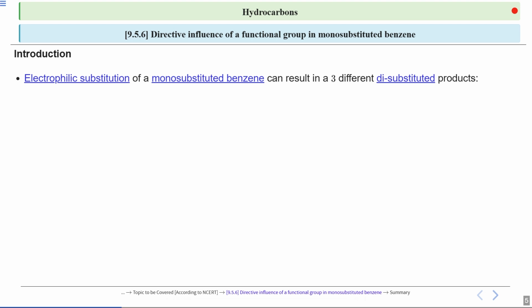When it undergoes electrophilic substitution, we can get three different types of disubstituted products. These are ortho, meta and para derivatives, depending on where the new group is getting attached relative to the existing one. So, these ortho, meta and para products are not formed in equal amounts. The ratios depend on the nature of the group already present on the ring. This means some positions are favored over others, and we will explore why that happens.